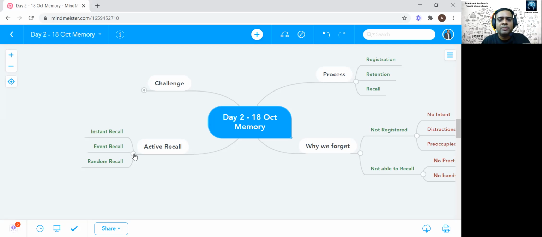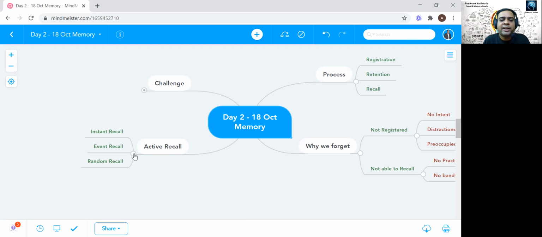Now what you're doing here is consciously activating your recall mechanism. It's like going to the gym for muscles. Your mind will be comfortable in digging out the information, pulling it out, because you're making it a practice.